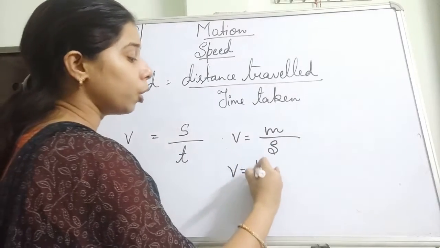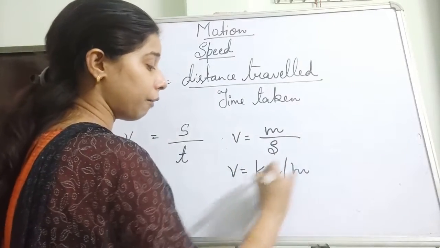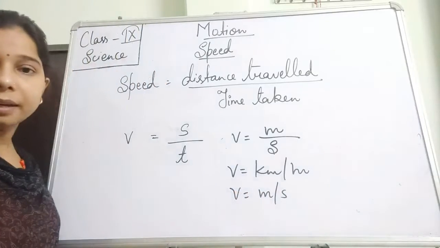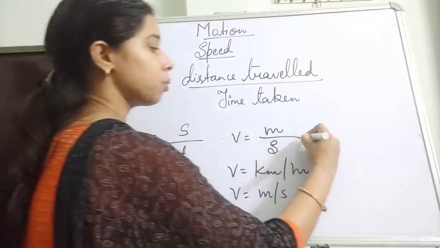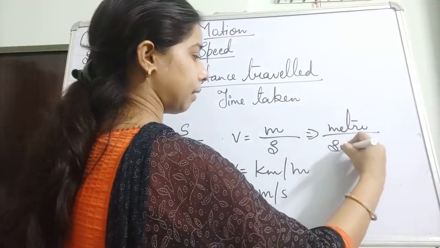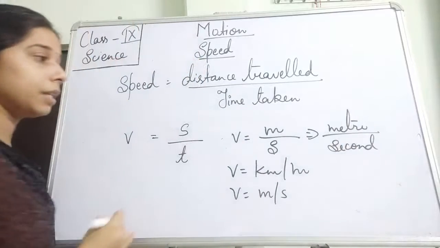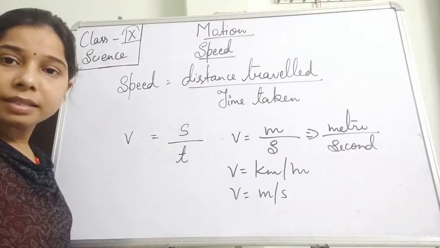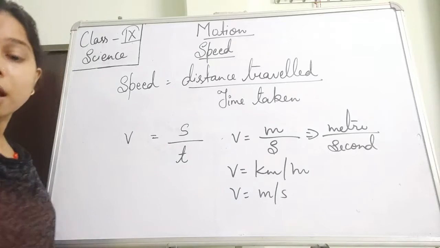So V is not only represented by kilometer per hour, but also by its SI unit, that is meter per second. Okay, students? I am writing it here, meter upon second. Okay, meter and second. So speed is represented by meter per second here. This is the SI unit.